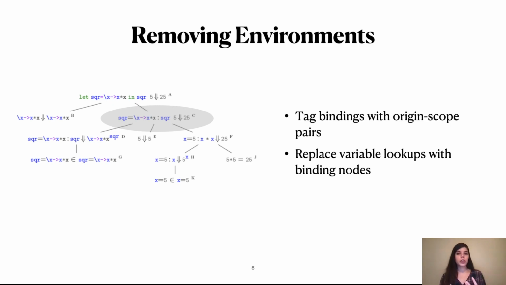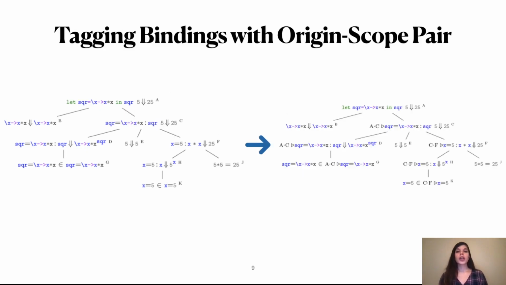And so to overcome these things, before removing environments, first of all, we tag our bindings with origin scope pairs. Secondly, we replace variable lookups with binding nodes. So let's start by tagging bindings with origin scope pairs. If you look at the binding for square in C, this is originated by the let rule in our semantics from node A, and the scope is in the subtree with the root C. And so we tag our binding for square with A dot C. Similarly, for the binding of X, we tag it with C dot F. So now we have the information regarding the origin and scope of each binding in all of our nodes.